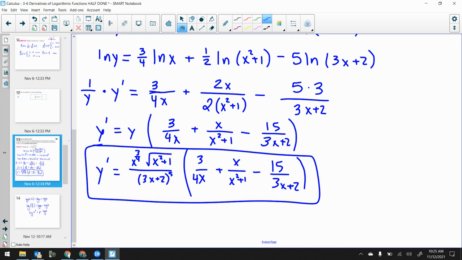I could distribute in and try to get common denominators, but again, that's kind of where the calculus of this stops. The rest of that is just algebraic work.